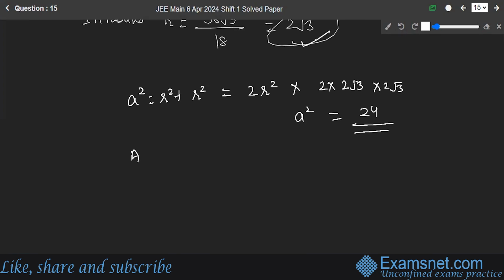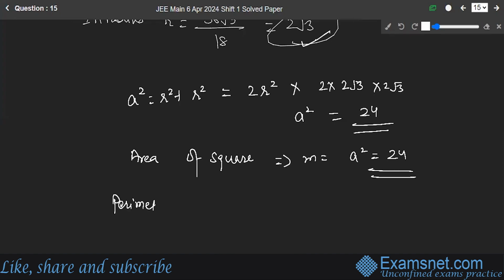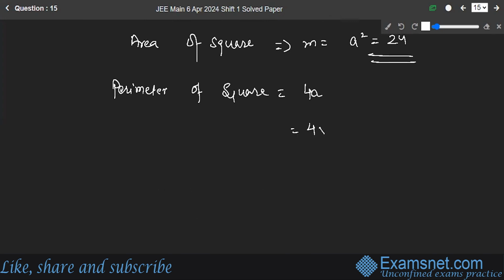So you had to find out the area of the square. That was equal to M, which is equal to side square. That is A square, and A square was 24. This is the area of the square. Next is perimeter. That is 4 into side, 4 into A, or this will be 4 into the side, which was given by root of 24.